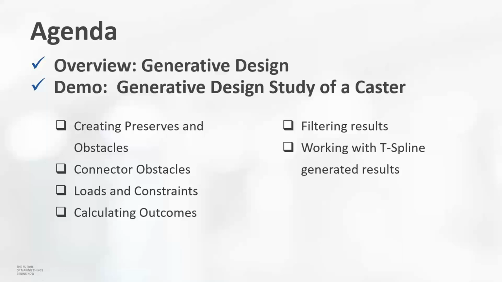So again, the agenda is to give you an overview of generative design, and then I'm going to give you a demonstration of what that is. You have to create these things called preserves and obstacles. There's a couple of different ways of doing that. We'll also create loads and constraints like we're doing in FEA, and then we'll calculate some outcomes. That takes time, so I actually have a model I ran yesterday that we can look at the outcomes of, and then we can take a look at what the output looks like. And if I have time, I can then take this and put it back in an Inventor model.